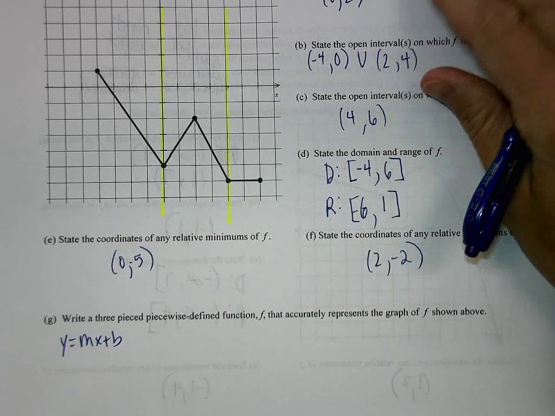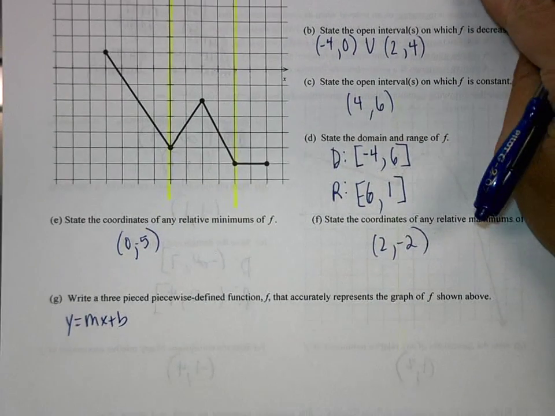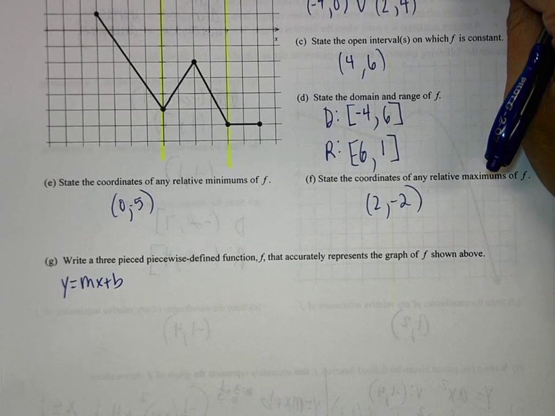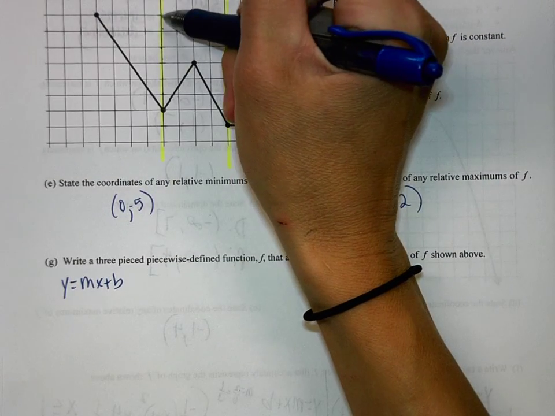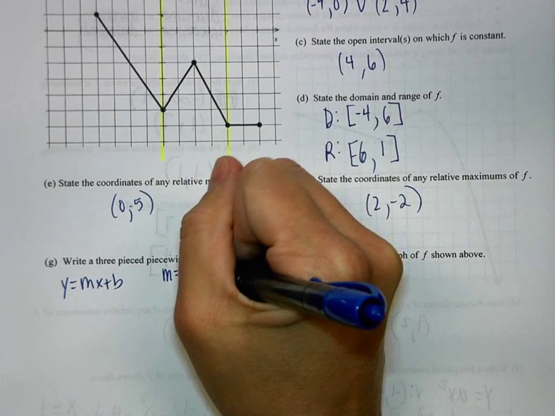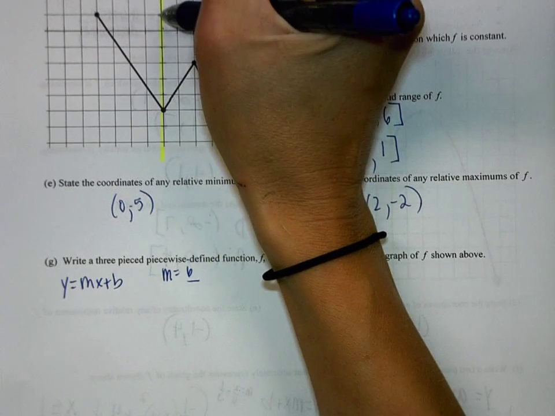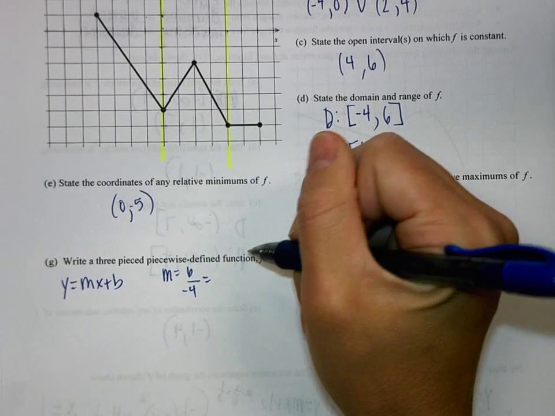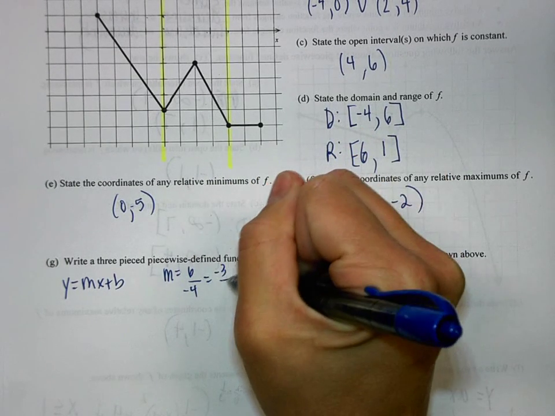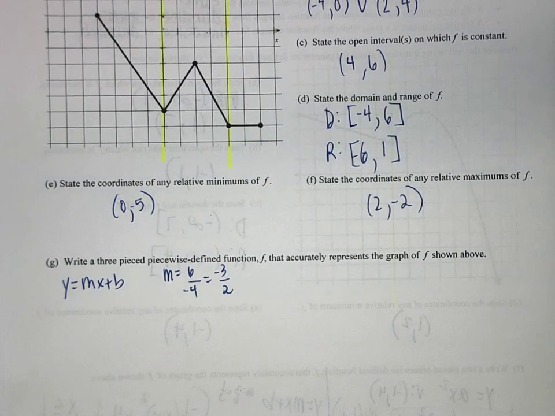Okay? So what is my slope on that? It goes up 1, 2, 3, 4, 5, 6. And it goes left 1, 2, 3, 4. So what does that reduce to? -3/2. Everybody okay at the slope?